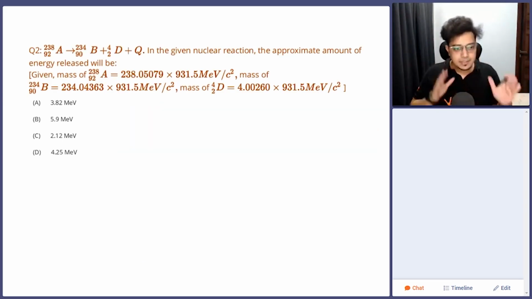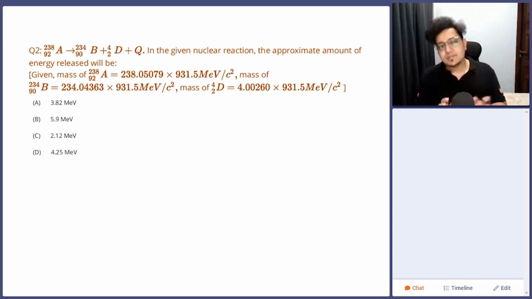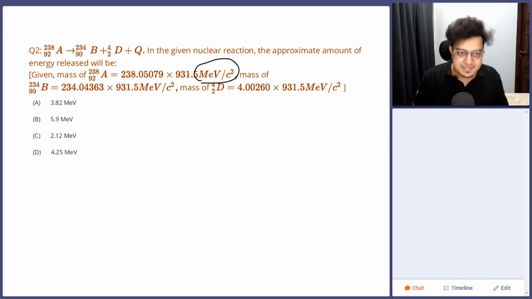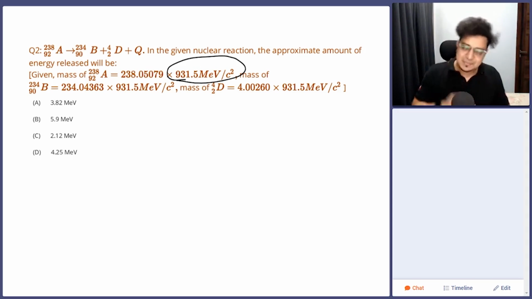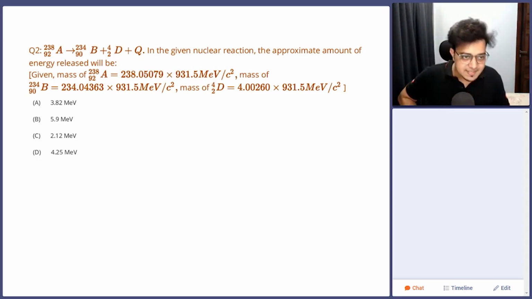In this question, a nuclear reaction is given to you and we're supposed to calculate the approximate value of energy that will be released. The nuclear reaction is given, and masses are given in a typical way, 238.50079 into 931.5 mega electron volt per c square. If you observe this, that means the masses are in AMU. So this is the mass of A, mass of B, and then there is the mass of D.